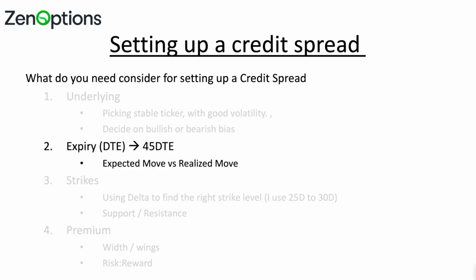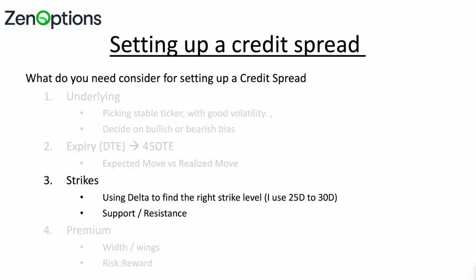Third, choosing the strikes, and this is the most important part. I use delta to determine how far out my short strike should be. A typical range is around 25 to 30 delta, which balances probability and premium well. I also want to make sure the strike sits safely outside support and resistance for a higher chance that the price does not break my short strike.